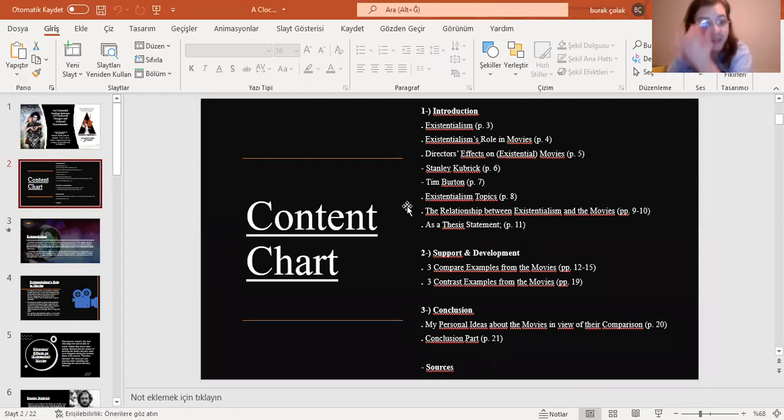Here we have our content chart. We will be talking about the meaning of existentialism, its role in movies, the director's effects on movies, Stanley Kubrick and Tim Burton, existentialism topics, the relationship between existentialism and the movies, my own thesis statement, three compare and contrast examples from the movies, my personal ideas about the comparison, and the conclusion part.